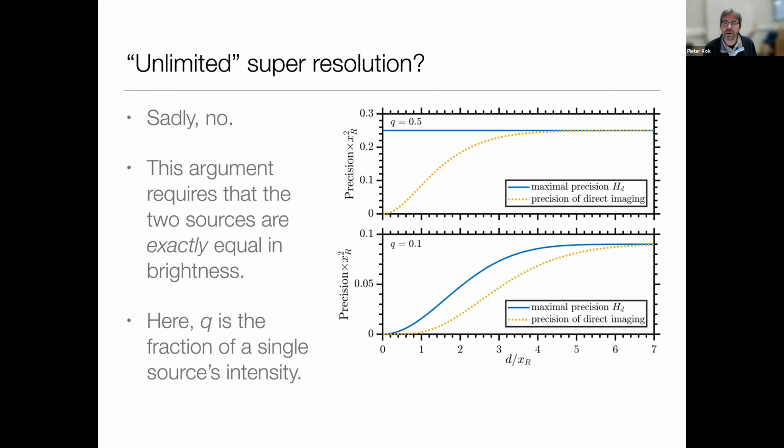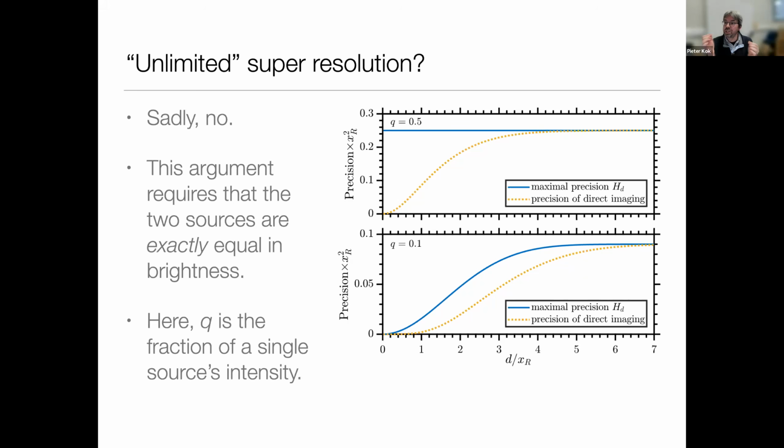So in the top plot here, you see that the fraction Q is a half, that means equally bright. And you see indeed that the maximum position is just one straight line all the way down to 0, because on the horizontal axis is the distance between the two. Here it's D because I took it from a paper, and I called it s in the previous slide. And then the yellow dotted line is the precision of direct imaging. Right?